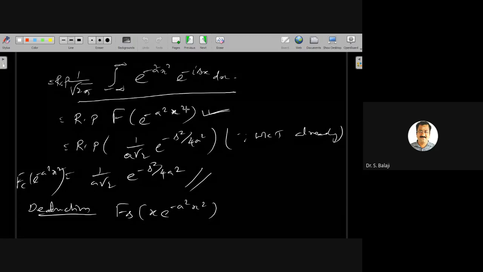You know the result of e power minus a square x square under Fourier transform. Its transformation is 1 by a root 2 e power minus s square by 4a square. But here this is totally a real part; there's no imaginary part. For Fourier cosine transform, e power minus a square x square equals the same thing: 1 by a root 2 e power minus s square by 4a square.